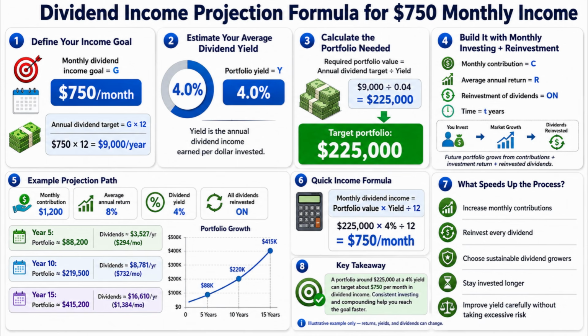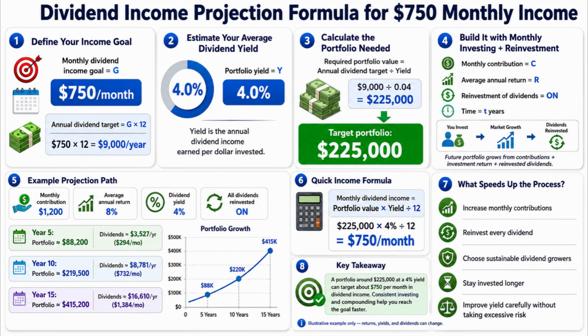After that, we estimate the average dividend yield. In this example, the dividend yield is 4%. Dividend yield means the annual dividend income earned for every dollar invested. For example, if a portfolio has a 4% dividend yield, then every $100 invested may generate around $4 per year in dividend income. Then, we calculate the required portfolio value.